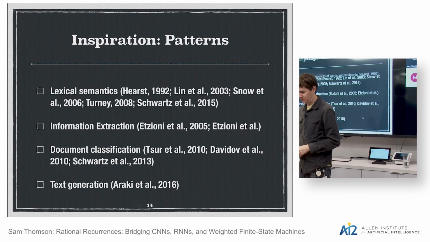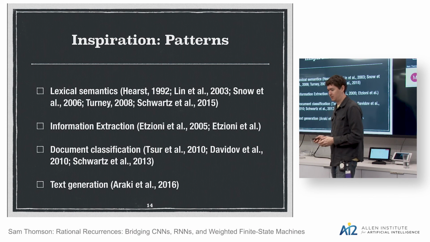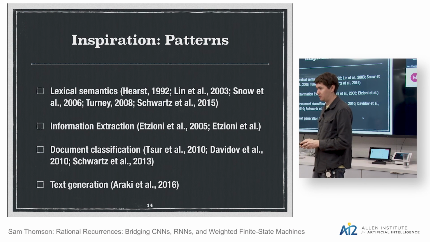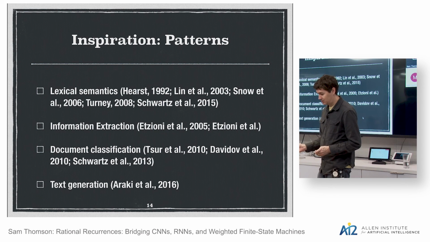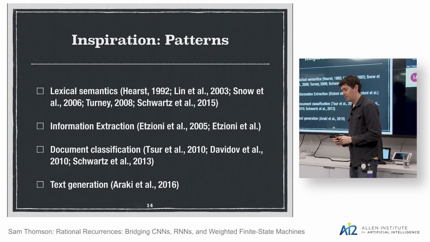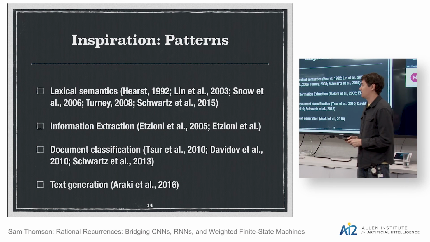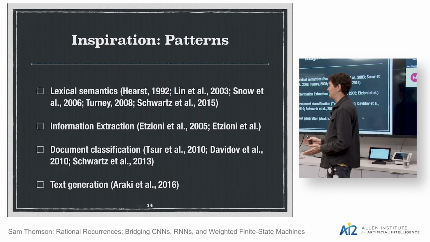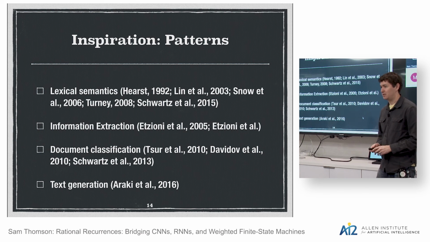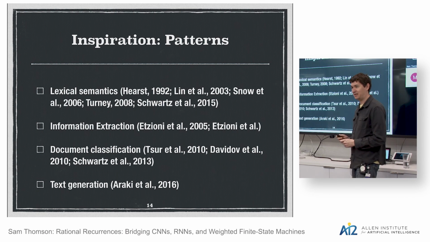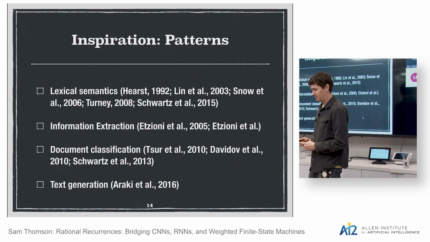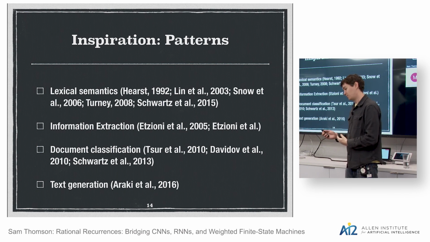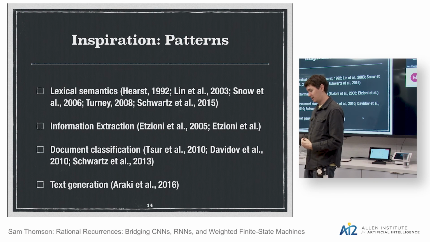And it's been used for a lot of different kinds of tasks: hypernymy detection, information extraction, document classification, text generation. And they were generally learned using statistical counts, pointwise mutual information, and thresholds, sort of old-style statistical methods. So our idea was to take this general idea and maybe bring it into the modern end-to-end learning age.